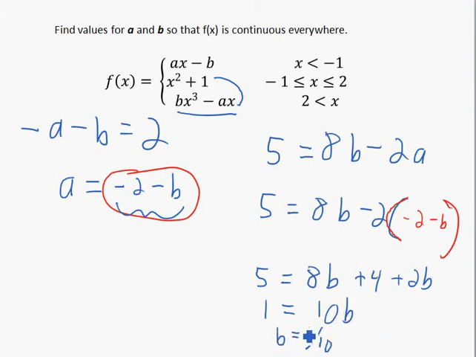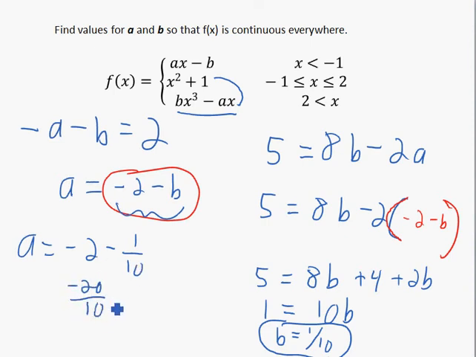There we go. As long as b is 1/10, this thing will be continuous, but we also have to find out what a is. Well, a is just -2 minus b. Well, -2 is -20 over 10, and minus 1 over 10. So a has to equal -21. Not 20ths. Come on now. What just happened there? Going crazy. -21 over 10. There you go.